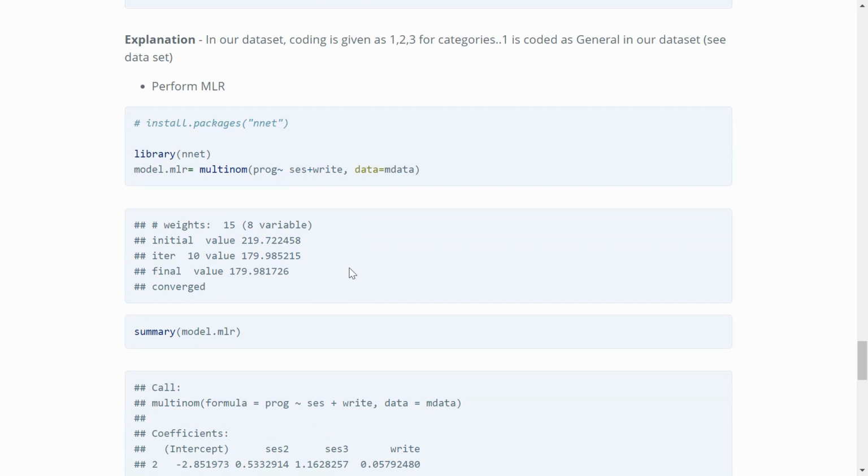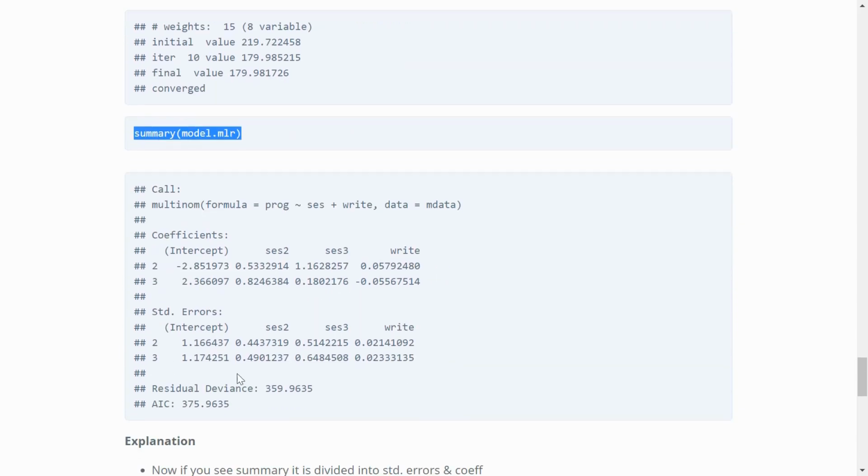After this, we can check the summary of the model using the summary function. Now if you see the summary here, it is divided into standard errors and coefficients. Also on the left hand side, 2 and 3 are given under coefficient and standard error. This basically means the 2 models as I explained above. Model 2 is probability of being academic versus general, and model 3 is probability of being vocational versus general.